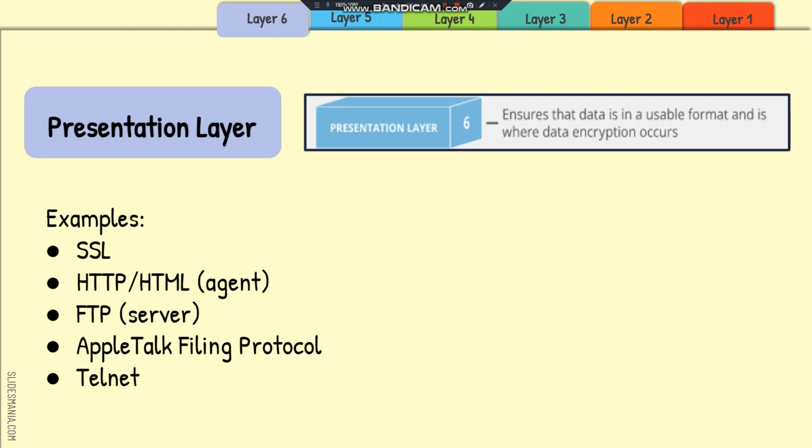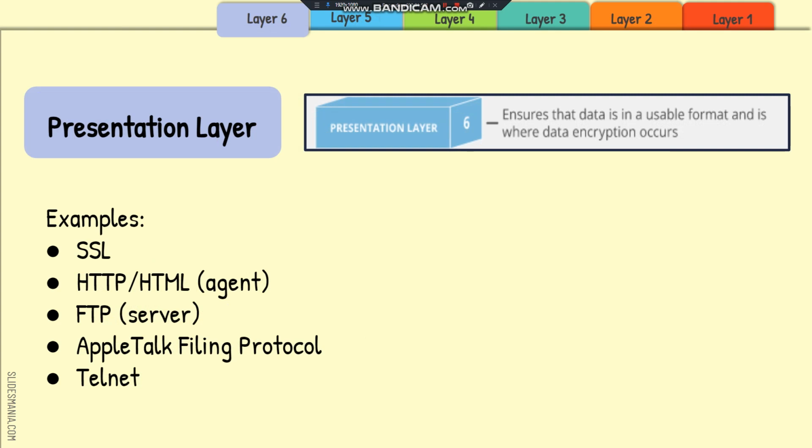The 6th layer of the OSI model is the presentation layer. It prepares the data for the application layer. This layer formats the data in a way the receiving application can understand it. This layer is also able to encrypt and decrypt data if needed.